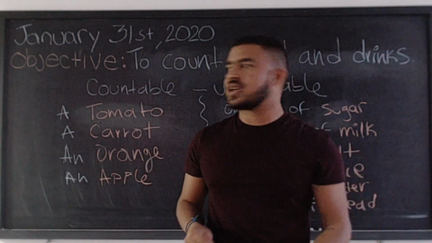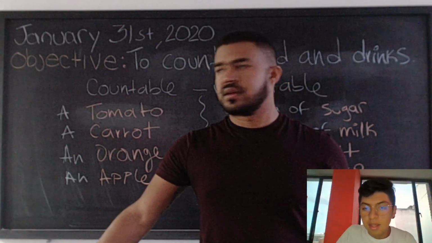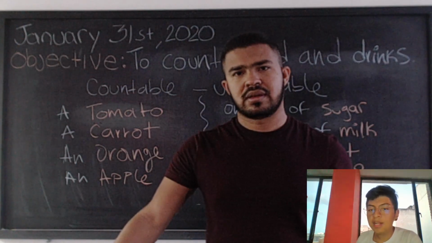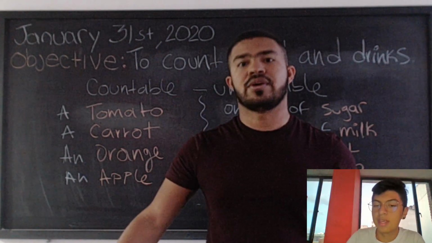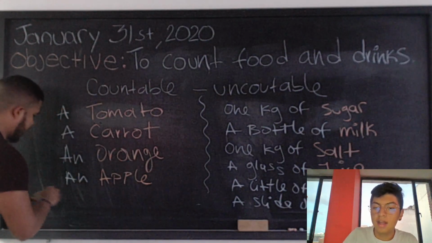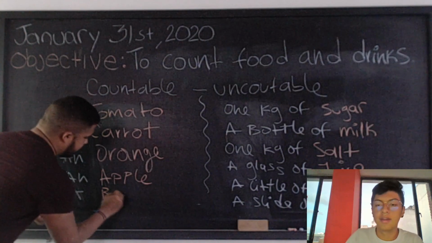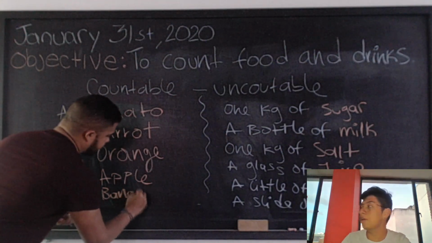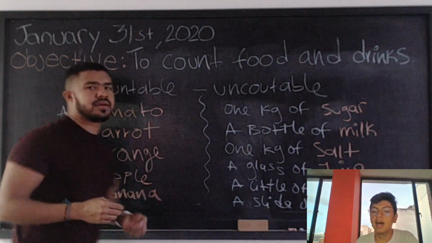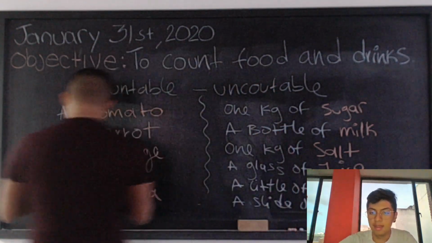Good. You got more examples? Yes. Luis: an apple, a banana. Very good. A banana, that's countable. A pear. What else? A pear. Okay, good. And grapes. Okay, a grape or some grapes.